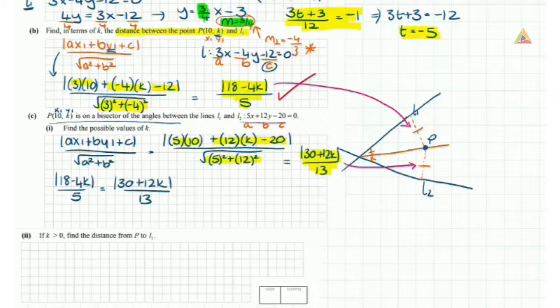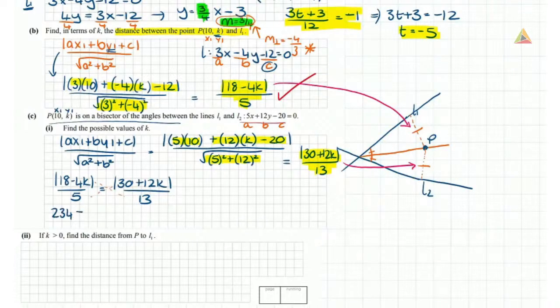And because we have one fraction equal to another here, we can cross multiply. So on the left, we'll get 18 times 13, which gives you 234, minus 4k times 13 is 52k, equals 5 by 30 is 150, 5 by 12k is 60k. And again, I can't just drop my absolute value signs, so they should still be in place.